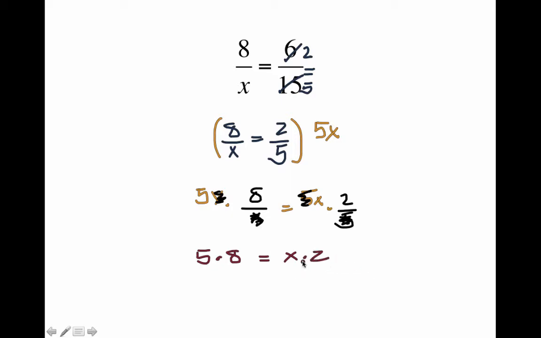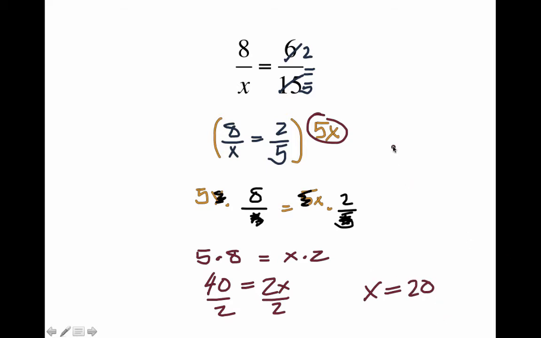Which some people will cross multiply because they think it's a shortcut. But I can make problems that are a lot harder if you're cross multiplying and a lot easier if you're multiplying by the lowest common denominator. So from this point we get 40 equals 2x, multiply both sides by half or divide both sides by 2, and you get your final answer of x equals 20. Good? You can plug it back into the original equation to check, but there we go.